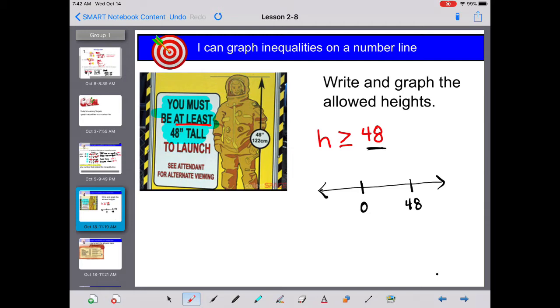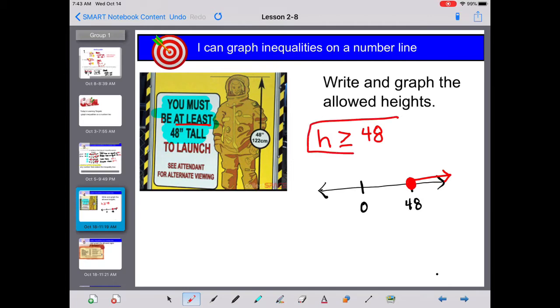Now, the first thing you're going to do is put a circle at your 48. Then I need to ask myself, is 48 a solution to that inequality? Is 48 greater than or equal to 48? And the answer is yes. And it will always be yes as long as there is that equal to at the bottom. Now, where are numbers that are greater than or equal to 48? Well, numbers greater than 48 are always to the right. And so I have now graphed the inequality.